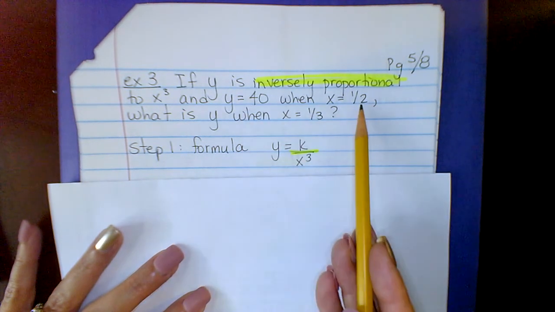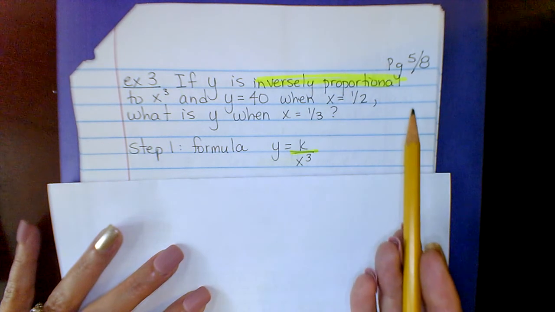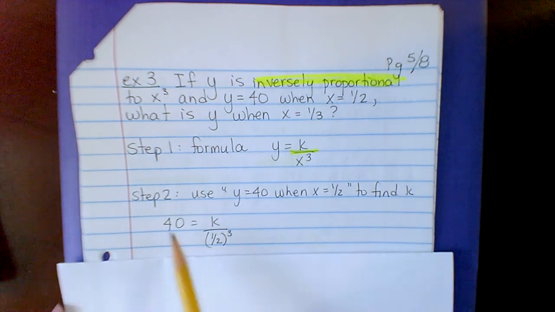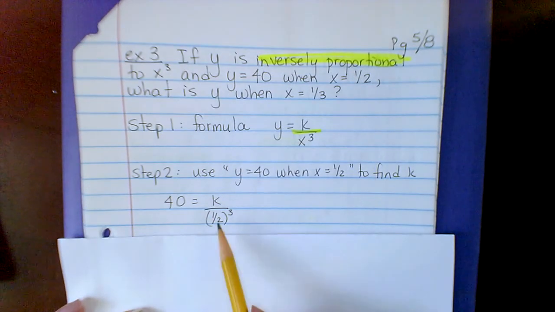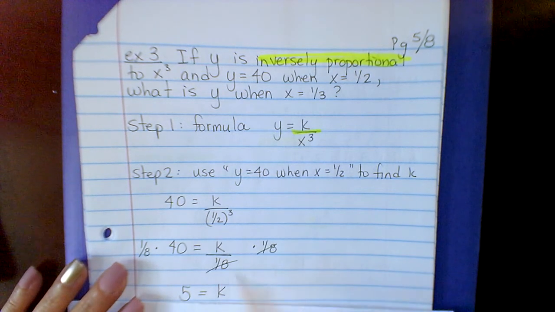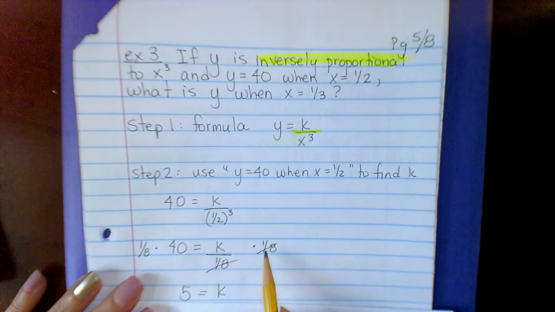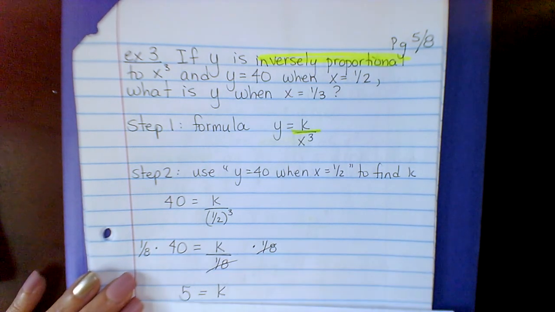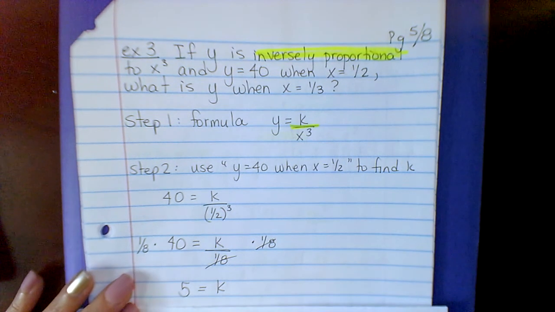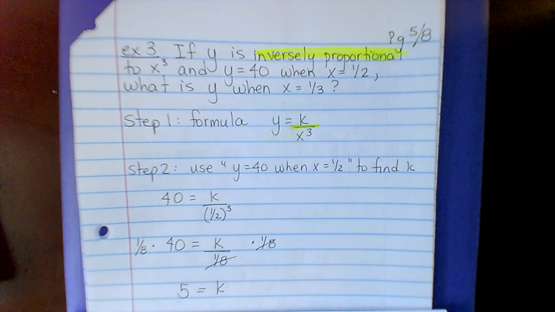I'm going to use this next bit of information for step 2. I'm going to plug that 40 and 1/2 in and solve for k. This is a little tricky here. You can use your calculator. 1/2 all cubed is going to give you 1/8 because it's 1 times 1 times 1 and 2 times 2 times 2. Because this is dividing by 1/8, I multiplied both sides by 1/8 to solve that equation. So 1/8 times 40, you can use your calculator if you need. That's going to give you 5 for k. Remember, you're not done. It's really tempting to want to say that you're done here, but you're not.